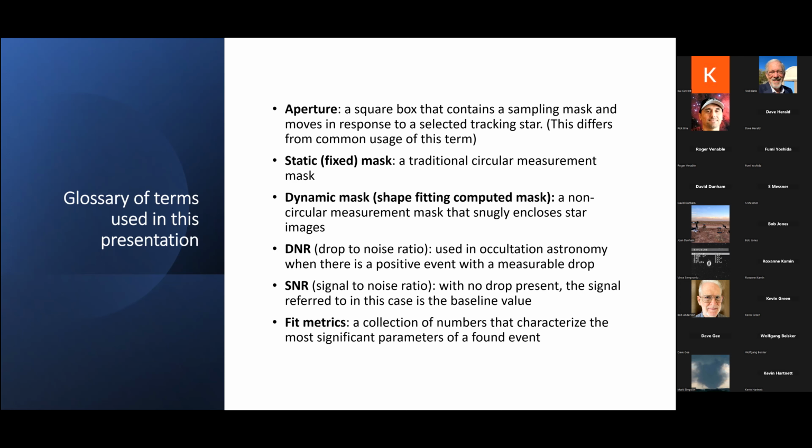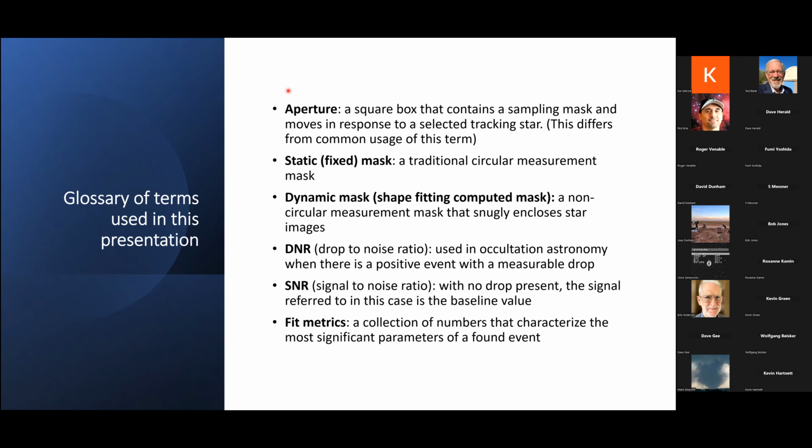particularly one that I use in a way that is different from the normal usage. I use the term aperture, and I think that in LiMovie and in Tangra, aperture is the thing, the little circle that circles your star and from within which the pixels are counted. But in my usage, an aperture is a square box that contains a sampling mask, and the sampling mask is usually circular, although as we will see, sometimes it has a non-circular shape.